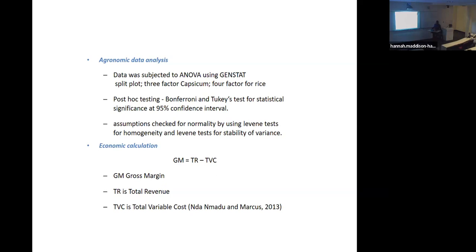For the economic calculation in this study, I was simply using gross margin. The equation is explained here. This is the equation that I used to calculate the economics for this study.